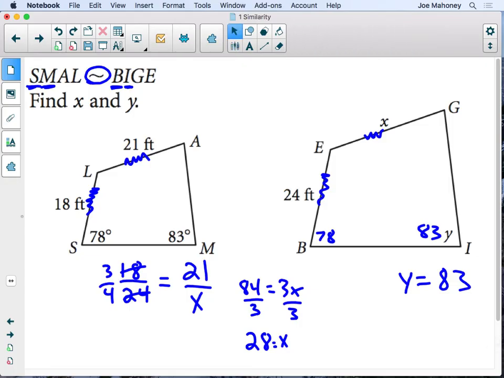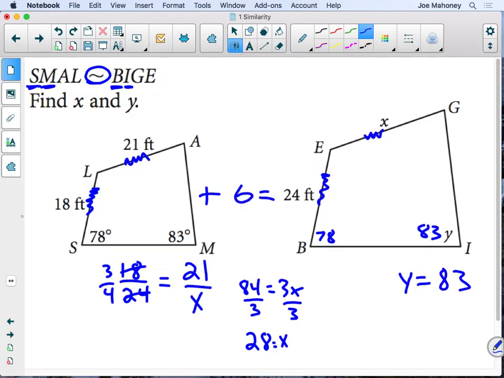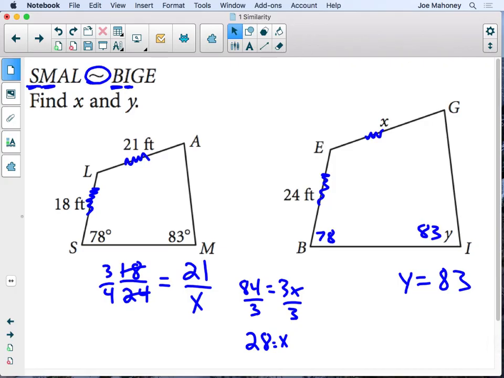Please notice we did that by multiplication. We didn't do that by addition. I've seen a lot of students go, well, 18 plus 6 equals 24, so 21 plus 6 is that side. Boy, that's bad. Don't do that. They're related by multiplication. It's a proportion. So hopefully that helped you with understanding similarity.